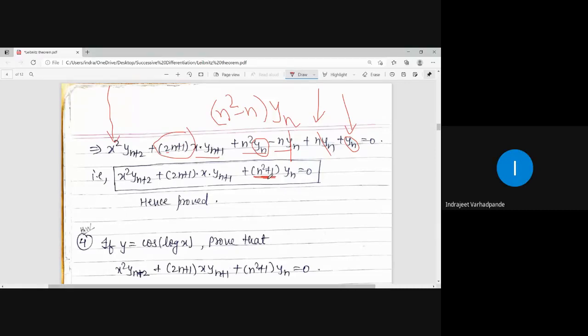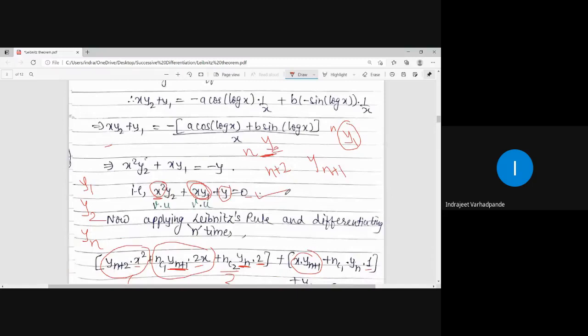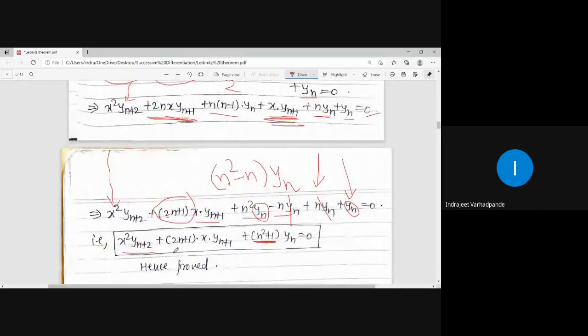Is it the desired result that they have given in the question? x square yn plus 2, plus 2n plus 1 into x yn plus 1, plus n square plus 1 into yn is equal to 0. The result is given exactly like this. Clear how to bring the desired result? If you are provided with this particular step, you can get the expected result from the Leibniz theorem. Clear? Everybody has got the answer? Is it understood well?